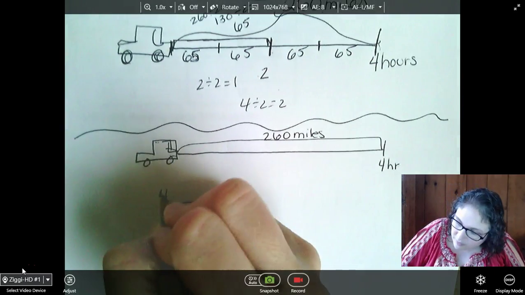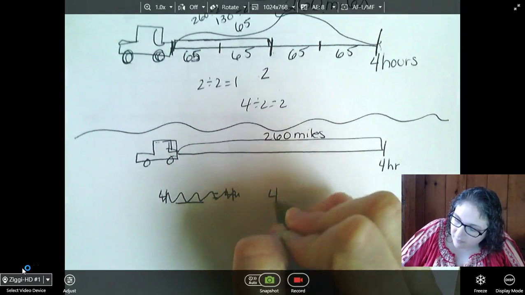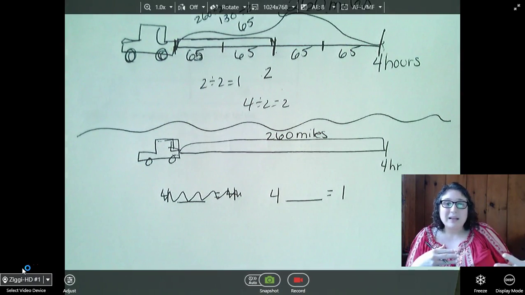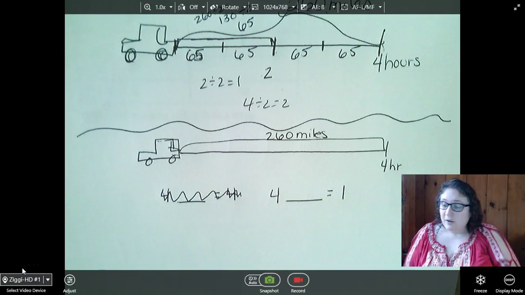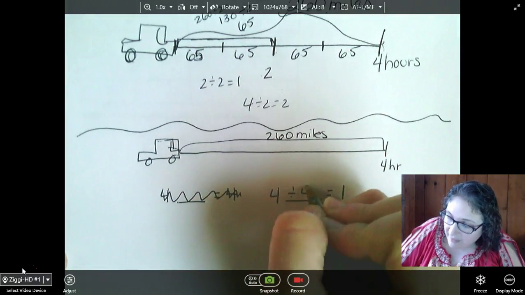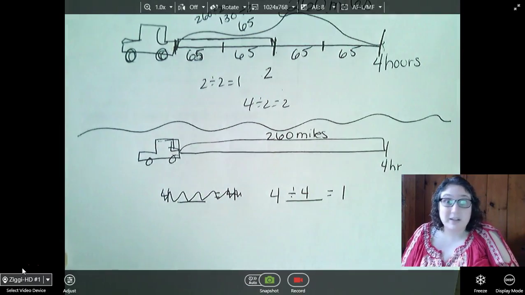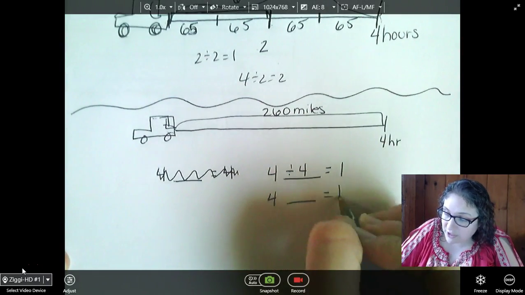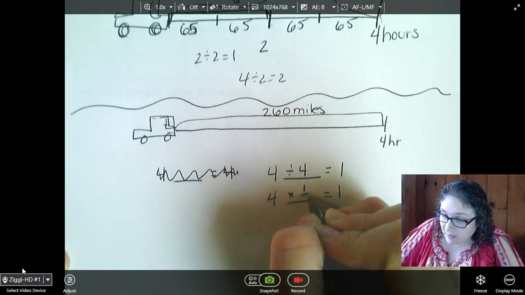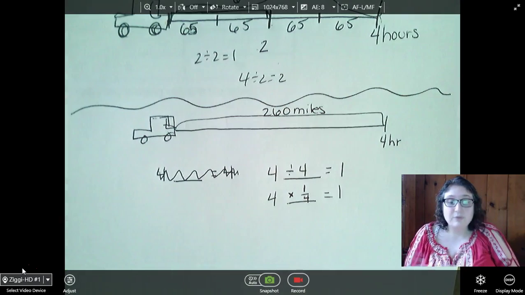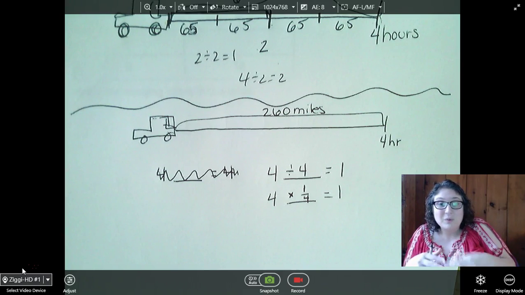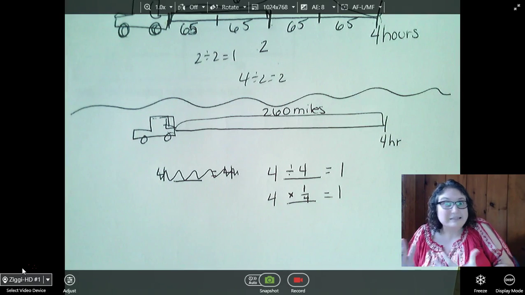Ooh, I miswrote. Try again. 4, and then I'm going to do something to it to get to 1. Well, how can I get to 1? There's 2 ways. First, we know I can divide by 4. 4 divided by 4 is going to get me 1. Or, if you're a person who likes fractions, you know that you could do 4 times 1/4. Because if we have $4, well, 1/4 of $4 is $1.